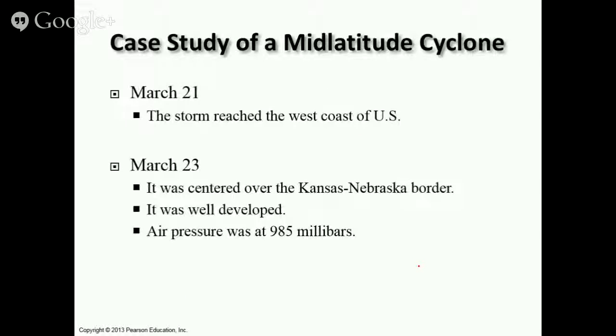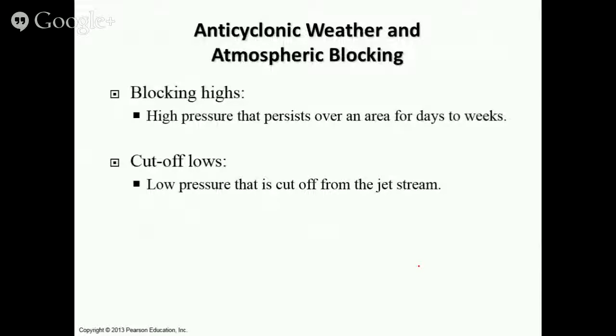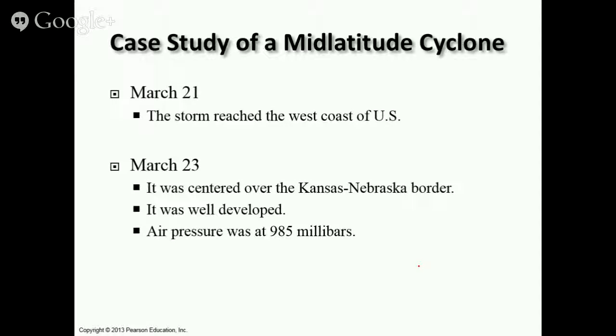So let's look at this mid-latitude cyclone and see what happens when we do not have these blocking mechanisms in the atmosphere, which can cause this disruption. So with no blocking highs or cutoff lows, here's what happens. March 21st, the storm reached the west coast of the United States. Two days later, it enters the Kansas-Nebraska corridor.